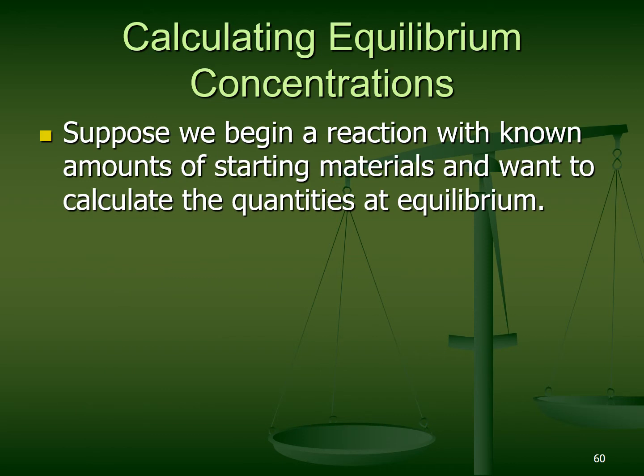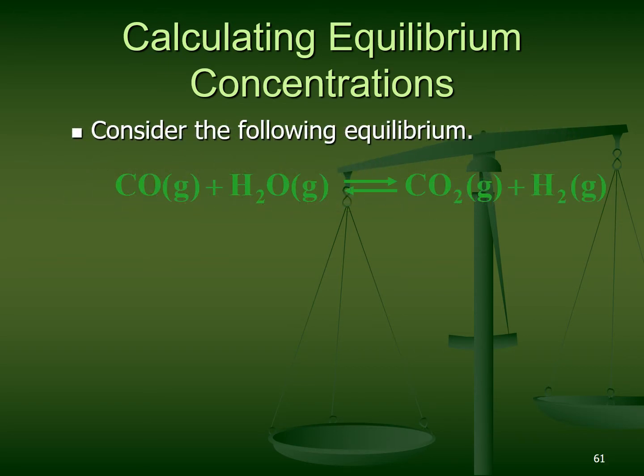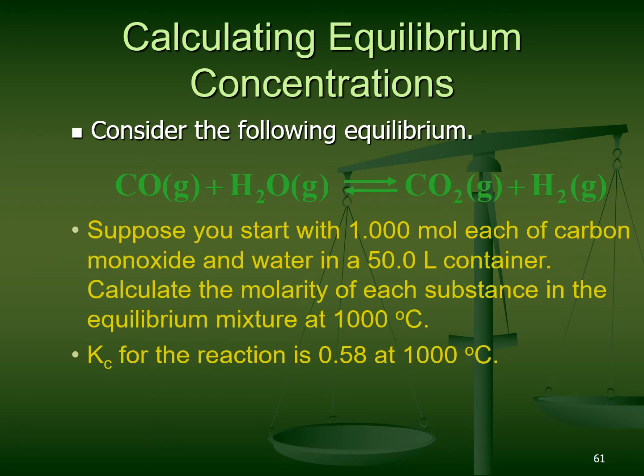All right, but what if we start a reaction with known amounts of starting materials, but we don't know anything else? We want to know what the quantities at equilibrium will be. So what we're going to do, going back to that ICE chart, is use that ICE chart to solve our problem. So let's look at this equilibrium. This one's a little bit different from the last one. CO plus H2O gives us CO2 plus H2.